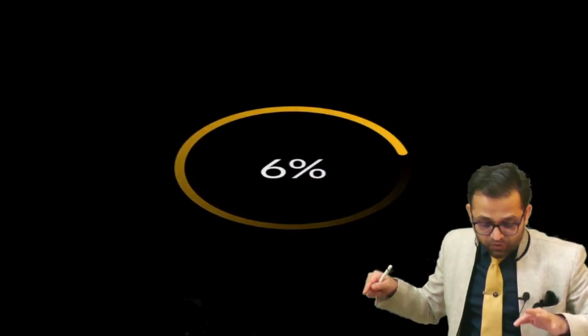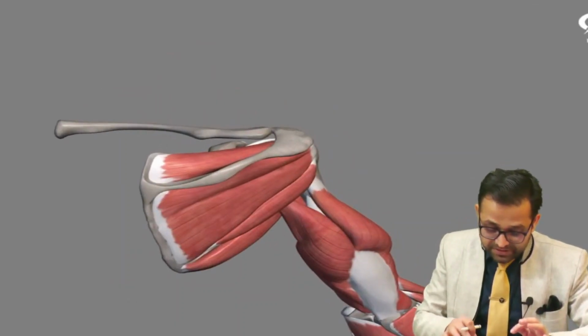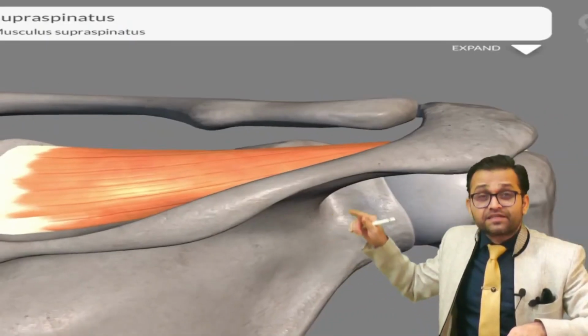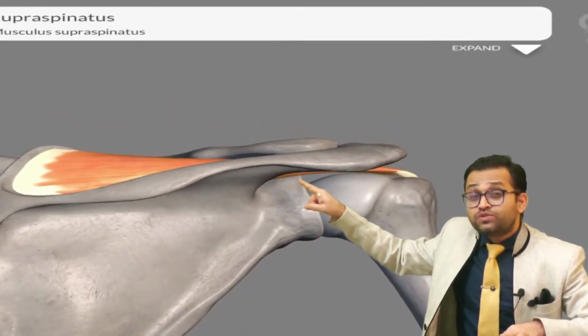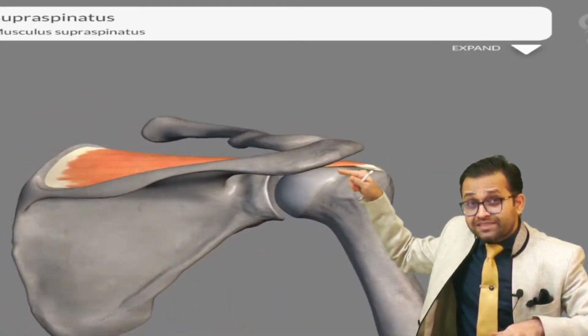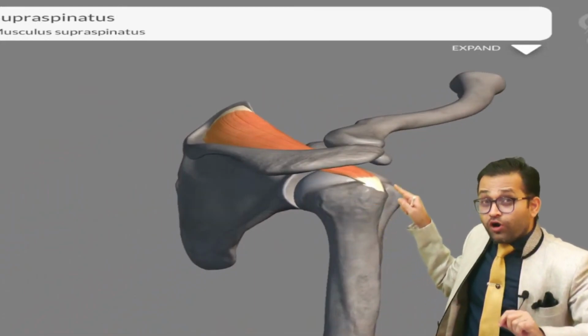Now catch this point, sir. In our scapula, sir, this is our deltoid. So there is the supraspinatus muscle. Supraspinatus is taking origin above the spine of scapula. Okay, now it is taking insertion into what? Greater tubercle. What do you have to say?